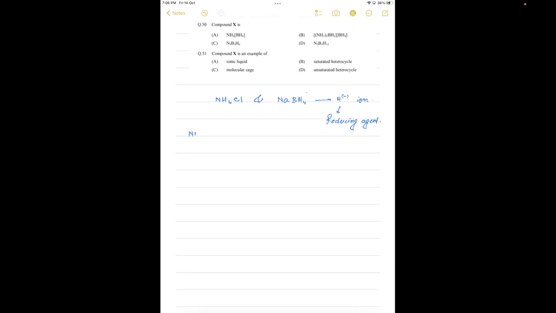So the mixture of NH4Cl plus sodium borohydride will give NaCl plus a compound named borazine, N3B3H6, plus H2. So this is the unbalanced reaction scheme. So the compound X will be N3B3H6, which is known as borazine.